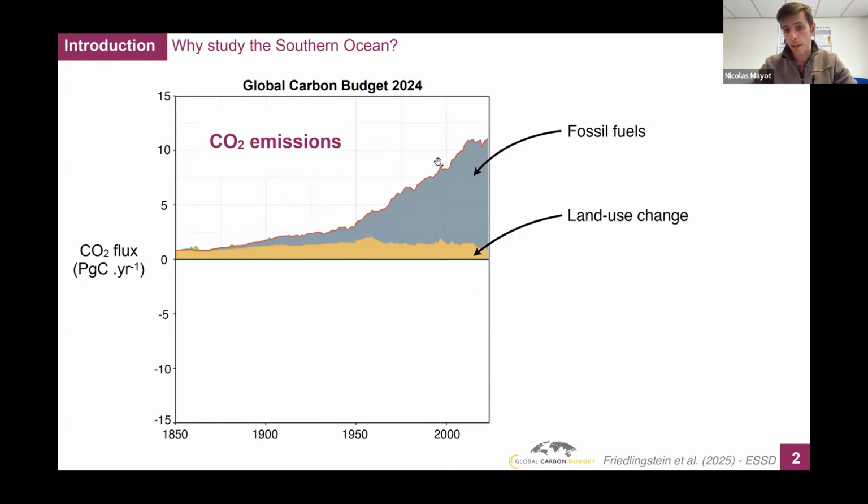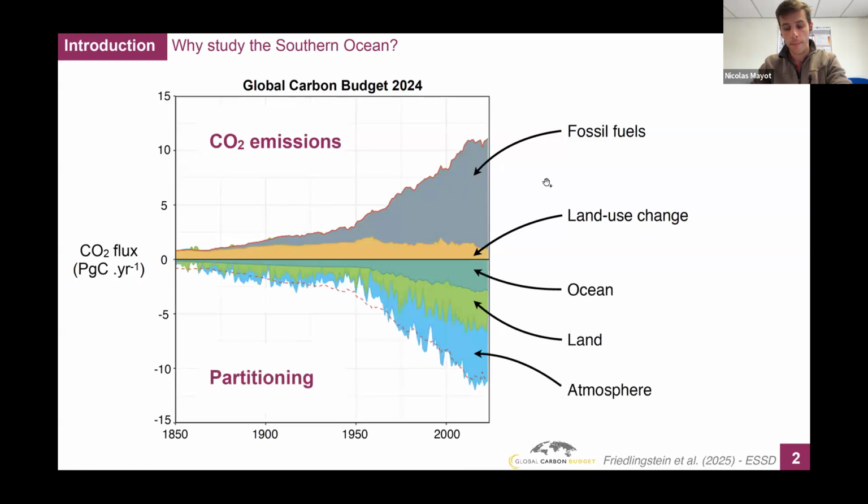And you can see that most of this emission, of course, comes from the burning of fossil fuel. Another part comes from the land use change, and this is also inducing some CO2 emission. And this CO2 that has been emitted, where is it going after?